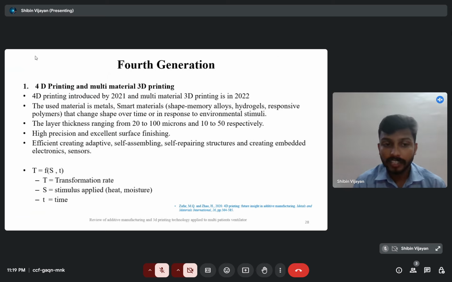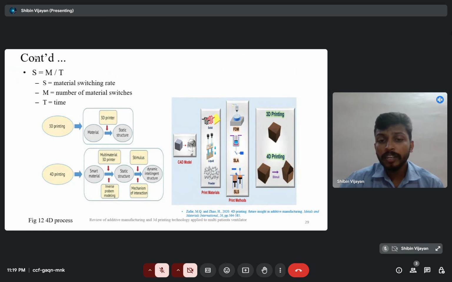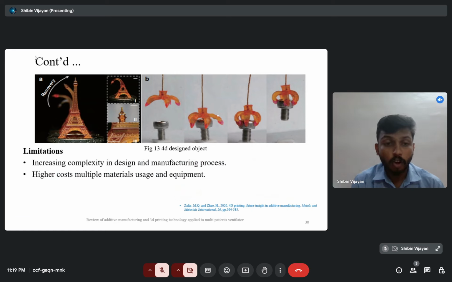T equals F of S, T, where T is the transformation rate, S is the stimulus like heat and moisture, and T is the time. First of all, the CAD modeling is represented here. The printed materials like solid, liquid, and powder materials are here, and printing methods are FDM, selective laser sintering, and stereolithography. In the final 4D printing, an external stimulus like moisture and heat is applied and the shape of the product is changed. The limitations are the increased complexity of design and manufacturing process, and higher cost of multiple material usage and equipment.